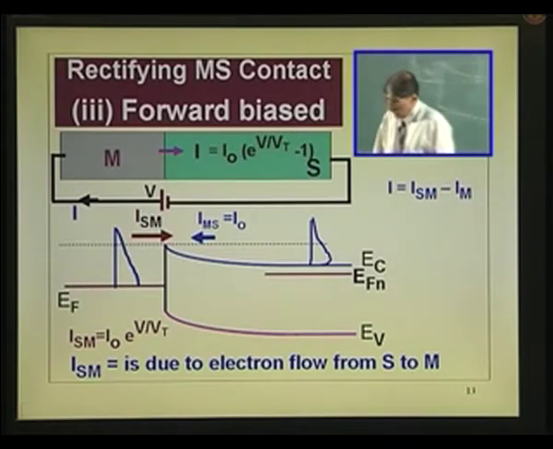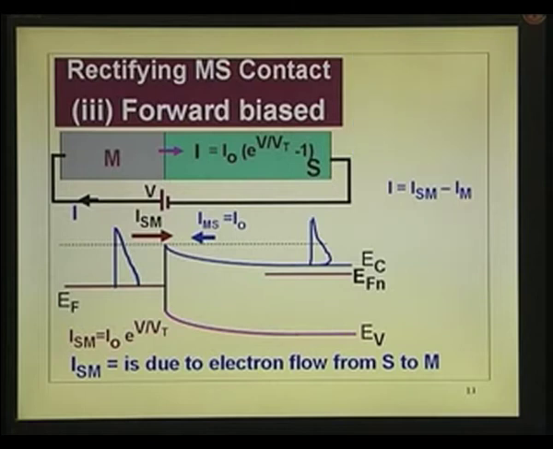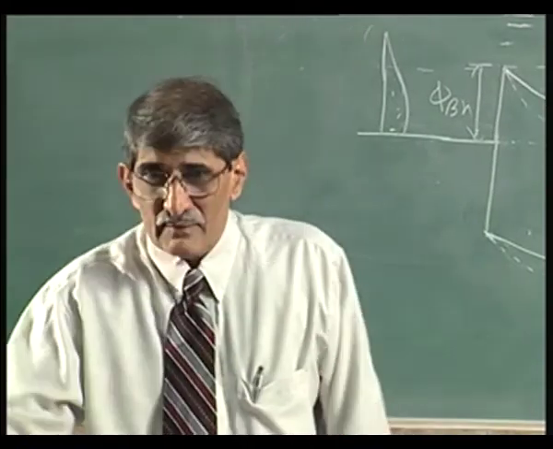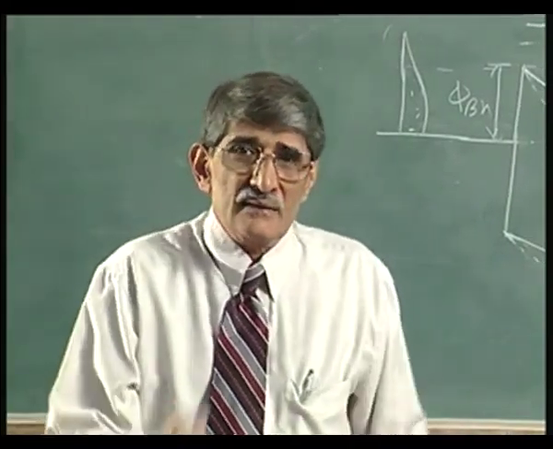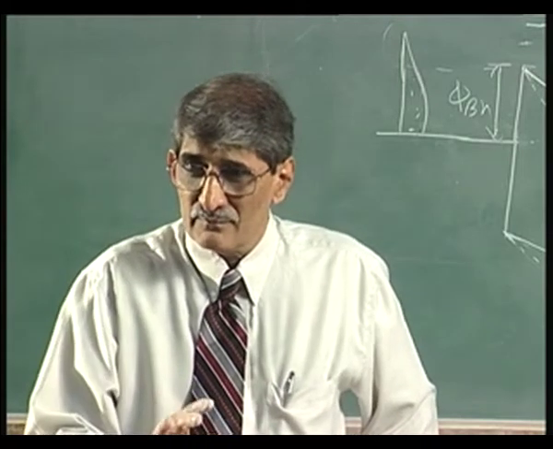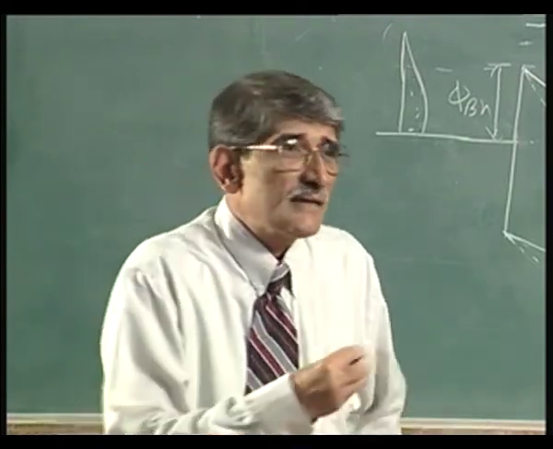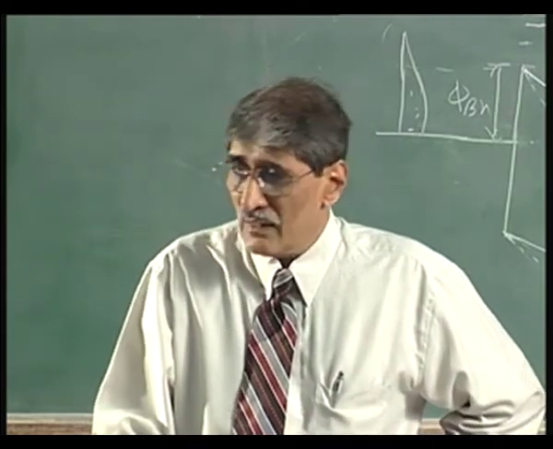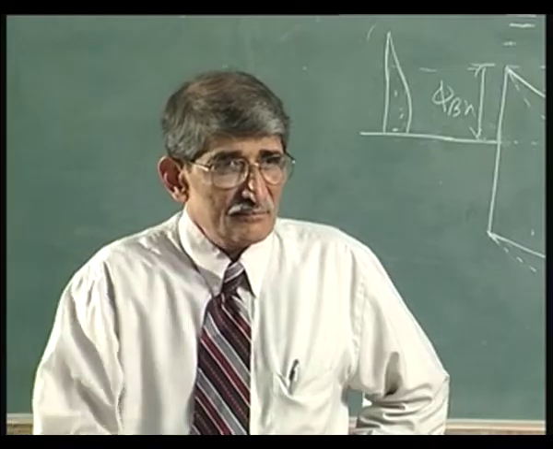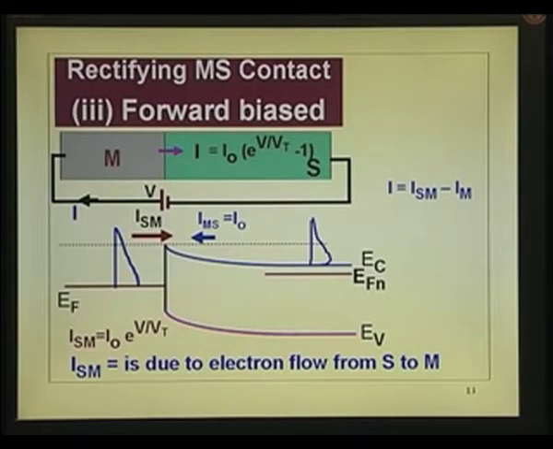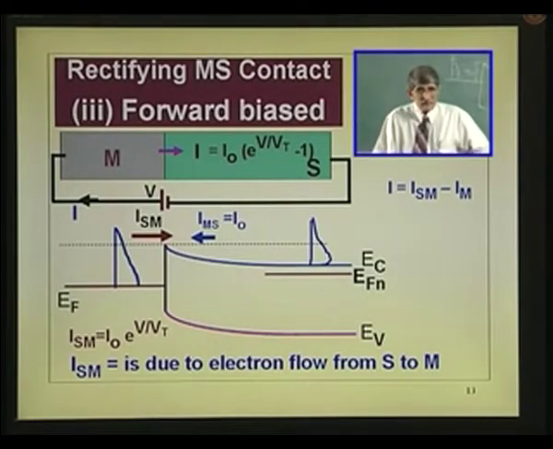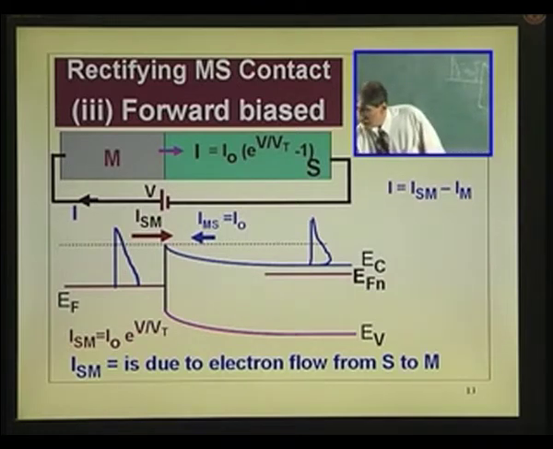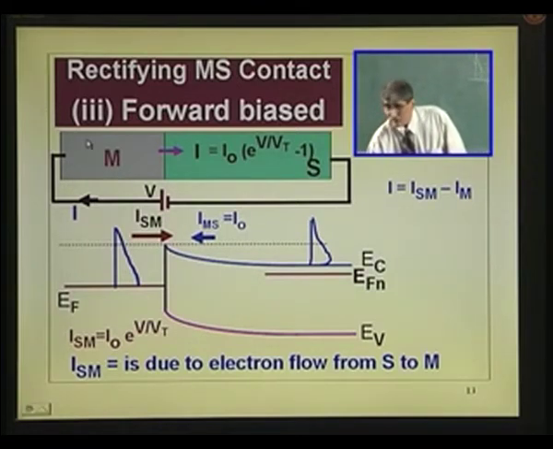To see it once more: thermal equilibrium, the I naughts are the same. In reverse bias, the electron injection from semiconductor to the metal goes down, the barrier is increased. So, the current is only due to the transfer of electrons from the metal to semiconductor, I naught, and the direction is semiconductor to the metal, okay? Because this side becomes positive, so the current flows in that direction.